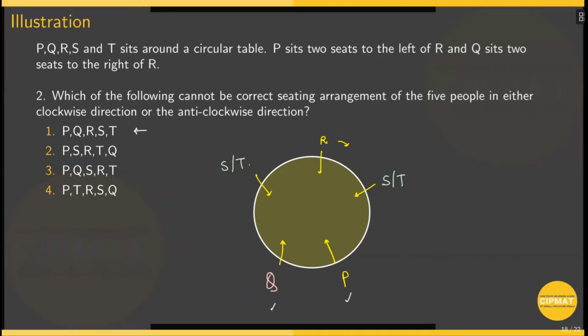P is seated, Q is seated. R cannot sit over here, right? R cannot sit here because there should be at least one person between Q and R. Hence, the first option is not possible. Since the question asks for the arrangement that cannot be correct, I am not going to check the other options. I'm simply going to put option 1 as the correct answer. Here you got lucky that the first option was correct and you didn't have to check the others. This is how you can attempt this question.